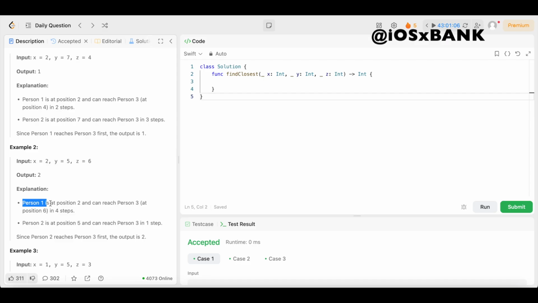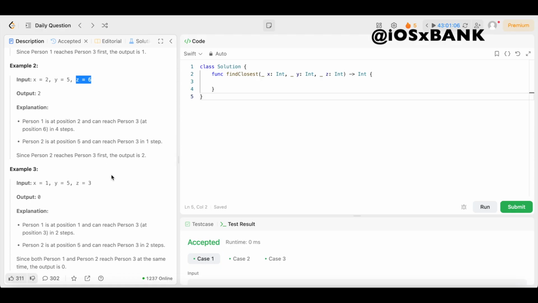Explanation says person 1 is at position 2 and can reach person 3 at position 6 in 4 steps. Person 2 is at position 5 and can reach person 3 in 1 step. Since person 2 reaches person 3 first, the output is 2. So similarly in this problem, person 2 and person 3 are 1 step away from each other, because if we subtract 5 from 6, that's going to give us 1. If we subtract 2 from 6, that's going to give us 4. Since 1 is less than 4, we're going to return person 2 because person 2 is closer to person 3, so they'll get there first.